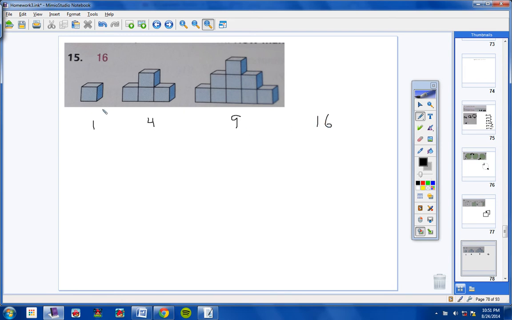Let me go over that again. We had 1, and then we added this row here, which was 3. So we added 3 to get 4. Then we added this row here, which was 5, so we had plus 5, and that gave us 9. If we draw another row, that bottom row is going to have 7, which means we're going to add 7, so we're going to get 16. So we added 3, then 5, then 7. So the last figure would have 16 blocks in it. Okay?